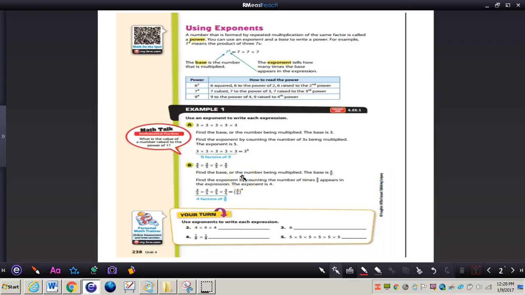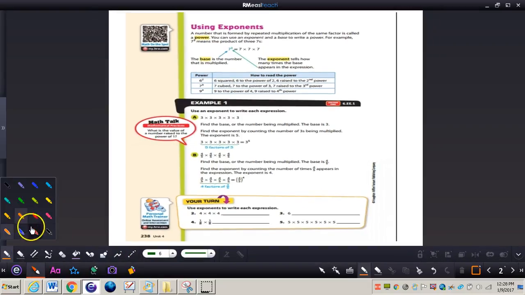Now let's take a look at using exponents so we don't have to write 2 times 2 times 2 times 2 out. There is a way to save some time, a way that you can write this, called exponents. It says, a number that is formed by repeated multiplication of the same factor is called a power. You can use an exponent and a base to write a power. For example, the third power of 7 means the product of 3 7s.